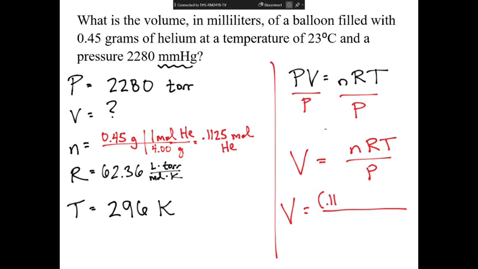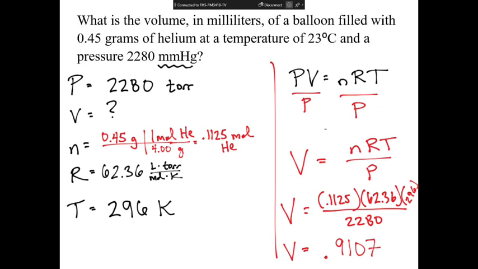0.1125 times 62.36 times 296 all over my pressure of 2280. All right, let's see. What's the volume of this balloon going to be? Go ahead. What was that? 997? I got 9107. Okay.